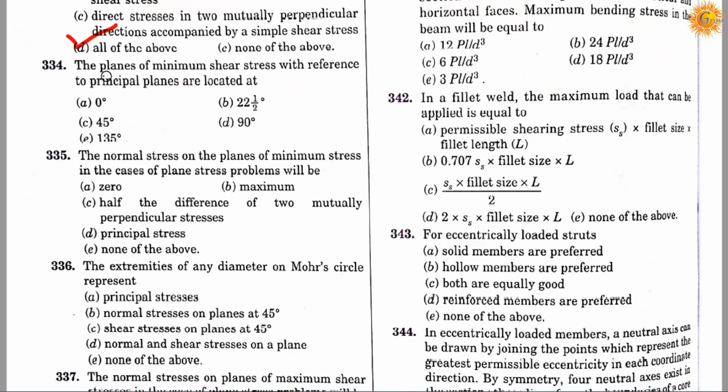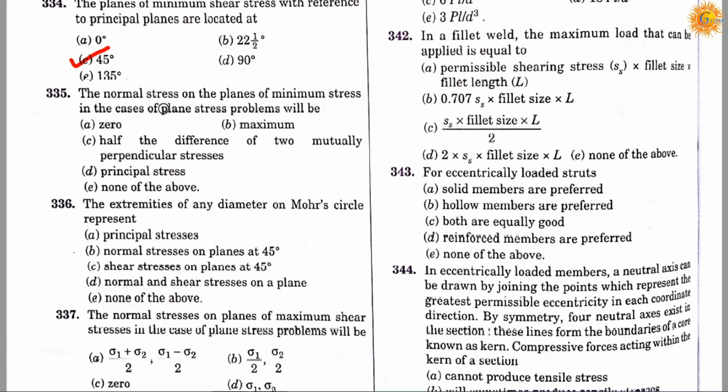334. The planes of minimum shear stress with reference to principal planes are located at: option A, 0 degree; option B, 22.5 degree; option C, 45 degree; option D, 90 degree; option E, 135 degree. The correct answer is C, it will be 45 degree.